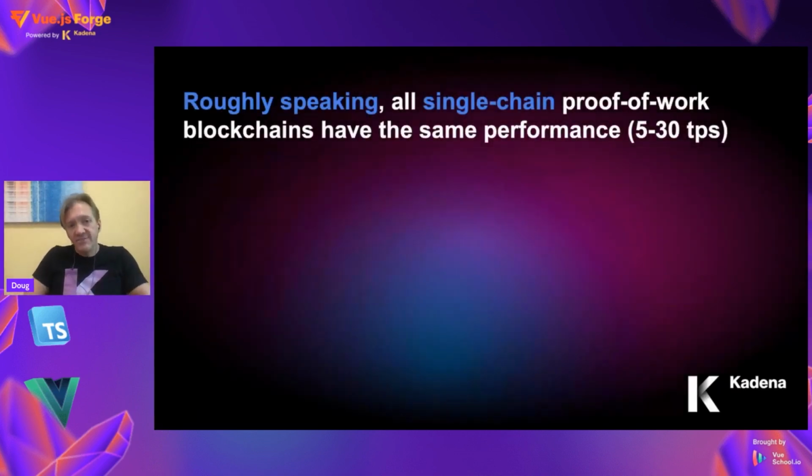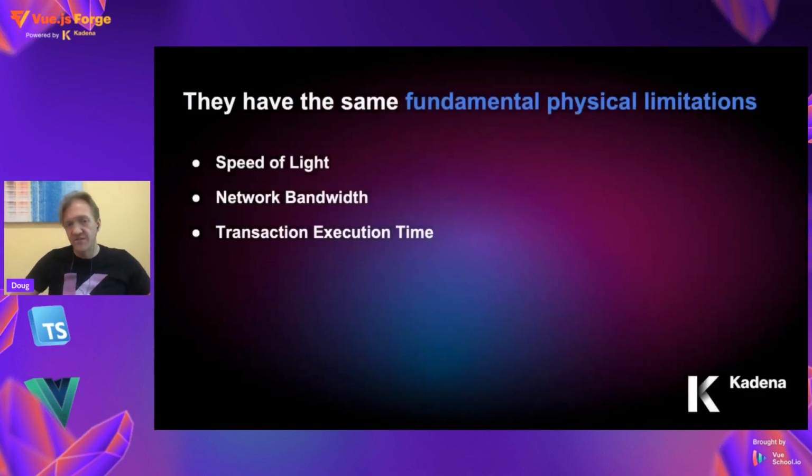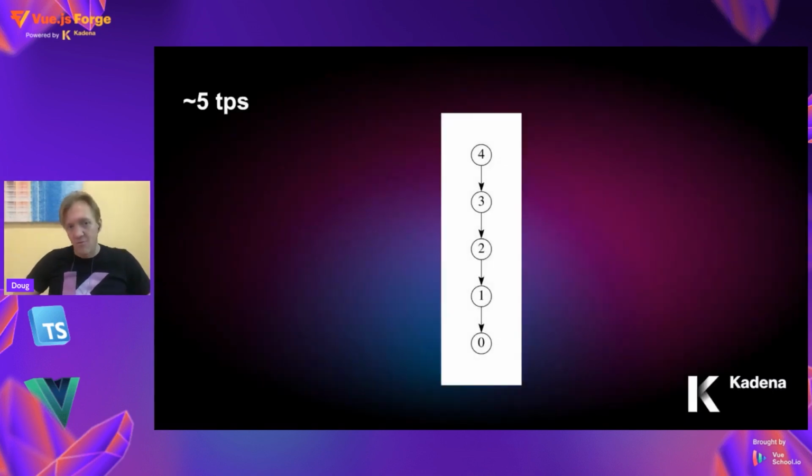Now, roughly speaking, all single-chain proof-of-work blockchains have the same performance, which, as we saw, is 5 to 30 transactions per second. They have the same fundamental physical limitations of speed of light, network bandwidth, transaction execution time. One chain can do 5 transactions a second.